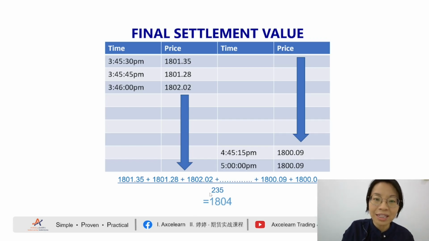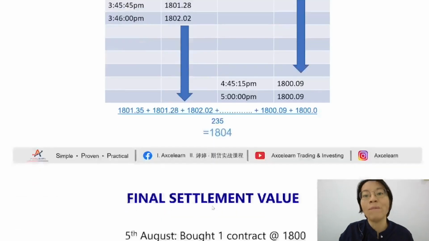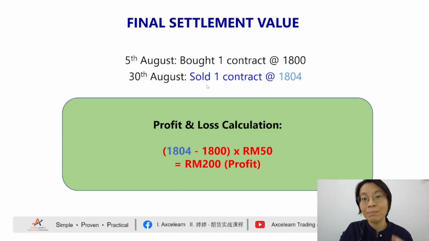So let's say my final settlement value is 1804. What does this mean? If you bought a contract at the price of 1,800 and on 30th of August you don't do anything, you leave it, at the end of the day they will automatically sell the contract for you based on the final settlement value, which is 1,804. Or, for example, if on 5th of August you sold one contract at 1,808, you do nothing and on 30th of August they will buy back one contract for you at 1,804. It doesn't matter whether you buy or sell, they will auto close for you at this price. Everyone the same.